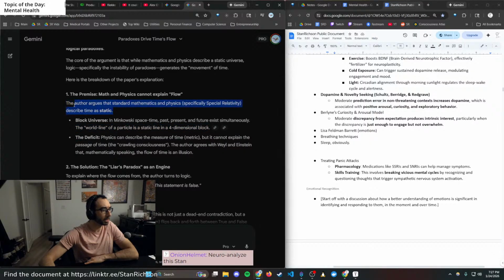So we did point out that this wasn't actually... I don't know. Did we say that this one was substantiated, or that this one was the leading theory? I think maybe we saw that relativity and quantum mechanics, once you get past the collapses, do follow this. Physics can describe the measure of time, but it cannot explain the passage of time. Oh man.